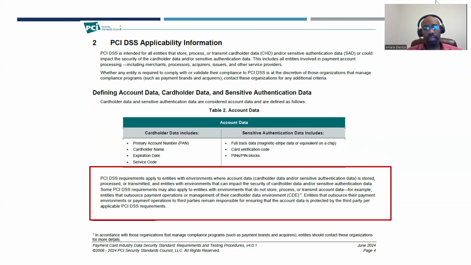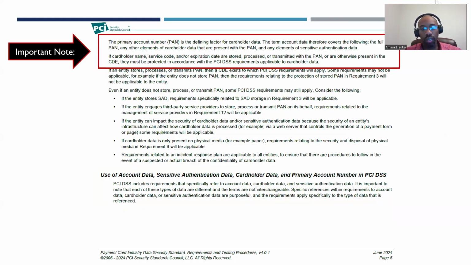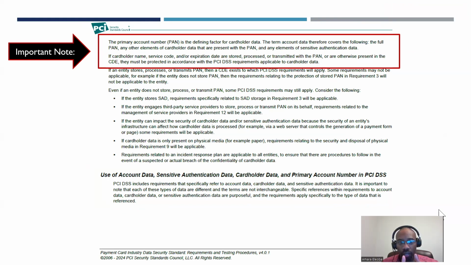Now, PCI DSS applies to all entities within the environment where cardholder data, which is your card data and sensitive authentication data, is stored, transmitted, or processed, and any other entity within the environment that could impact the security of your cardholder data. It is very important that we know this. Very, very important. Now, as you can see here, this is an important note: the primary account number, which is your PAN, is the defining factor of your cardholder data.